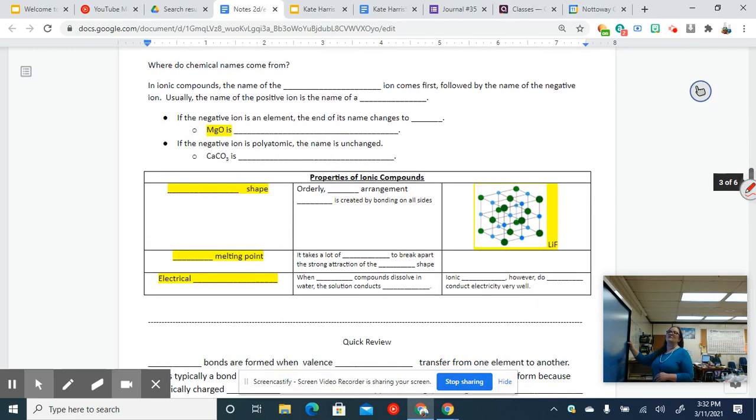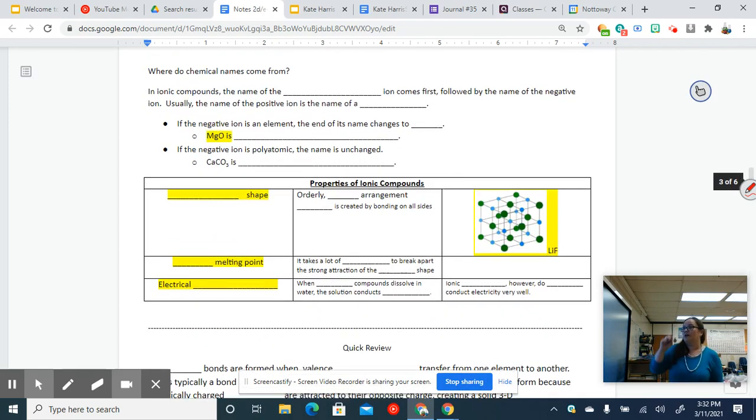So where do chemical names come from? In ionic compounds, the name of the positive ion comes first, then followed by the name of the negative ion. Usually, the name of the positive ion is the name of a metal most of the time, except for when it's hydrogen. When it's hydrogen, that's not a metal, but most of the time it's going to be a metal. Potassium, calcium, sodium, those are all metals. They're all from the left-hand side of the periodic table.